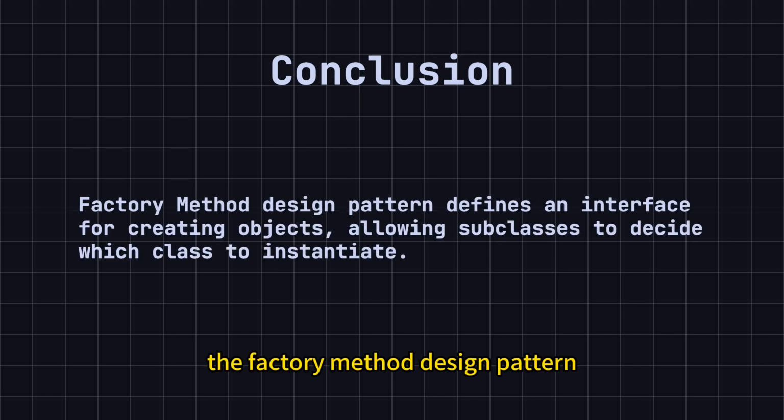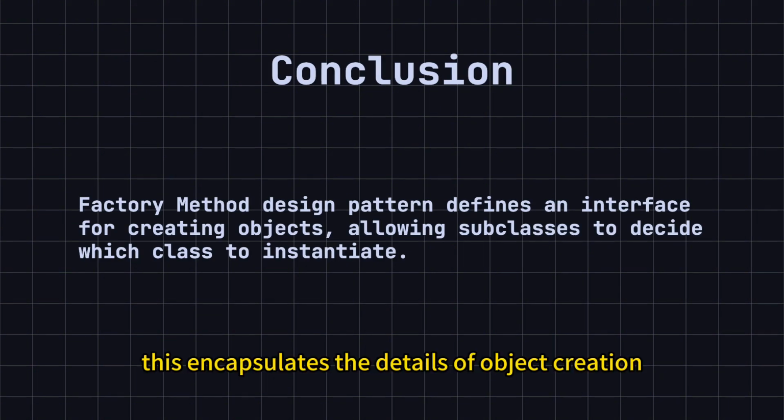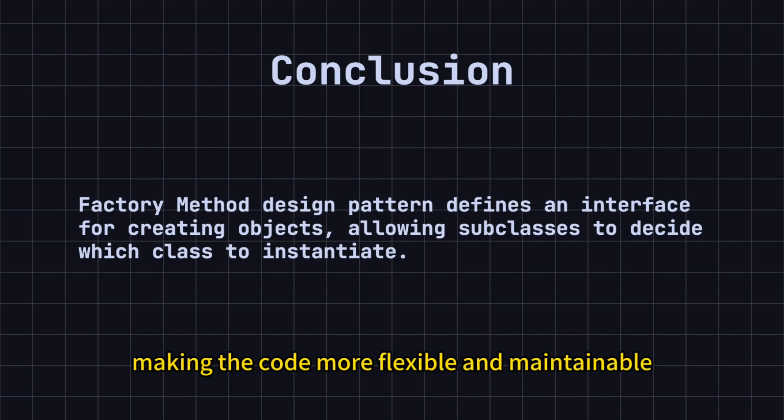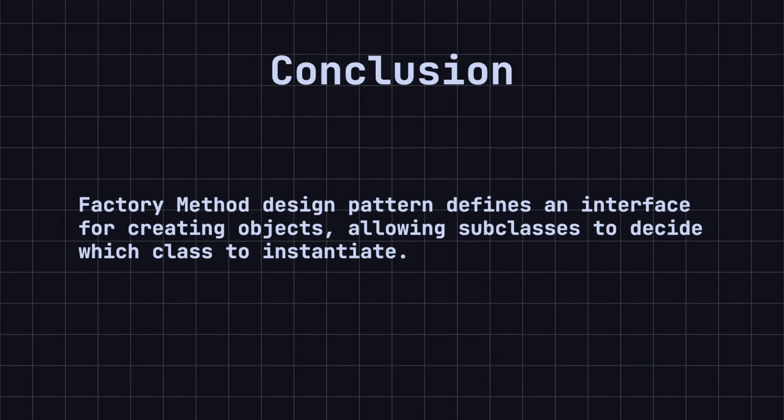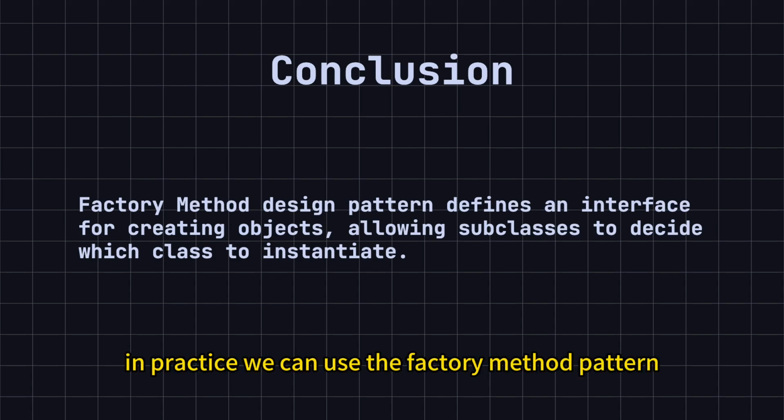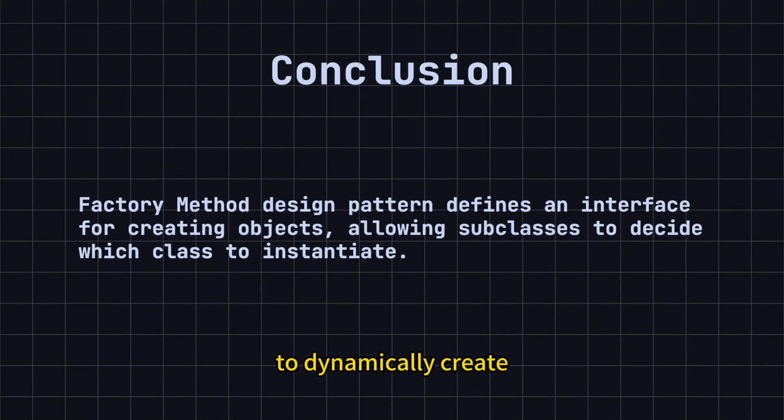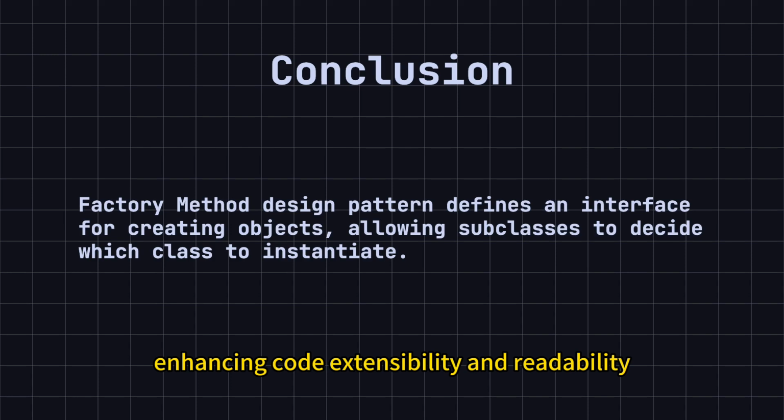In conclusion, the factory method design pattern defines an interface for creating objects, allowing subclasses to decide which class to instantiate. This encapsulates the details of object creation, making the code more flexible and maintainable. In practice, we can use the factory method pattern to dynamically create different types of objects, enhancing code extensibility and readability.